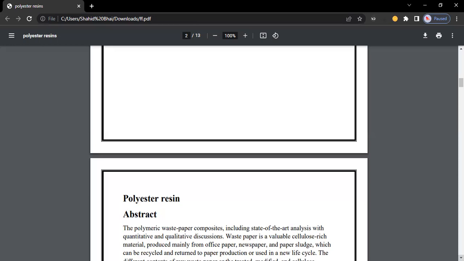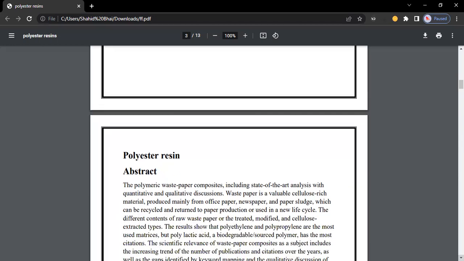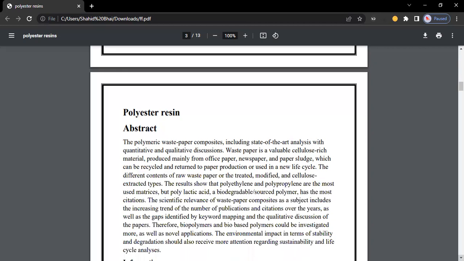We also discussed that how many monomers combine to form the polymer is known as the degree of polymerization. Okay, now we discuss the abstract. The polymeric waste paper composite, including state-of-the-art analysis with quantitative and qualitative discussion. It means that we will discuss the quality and the quantity.